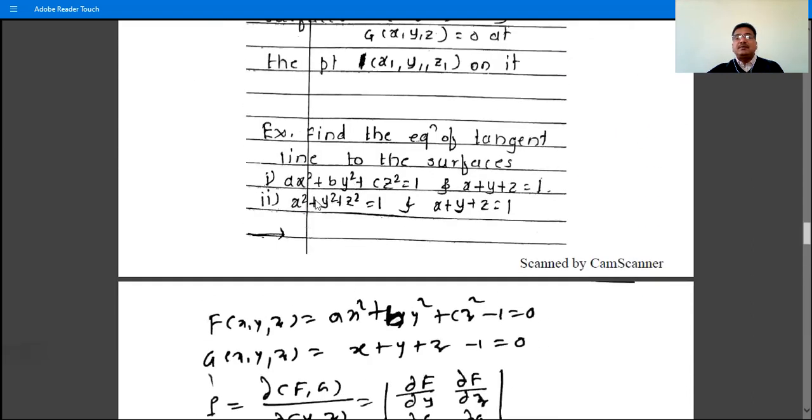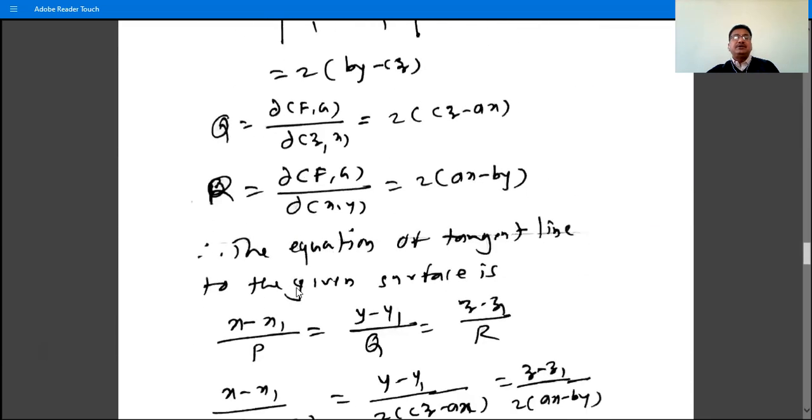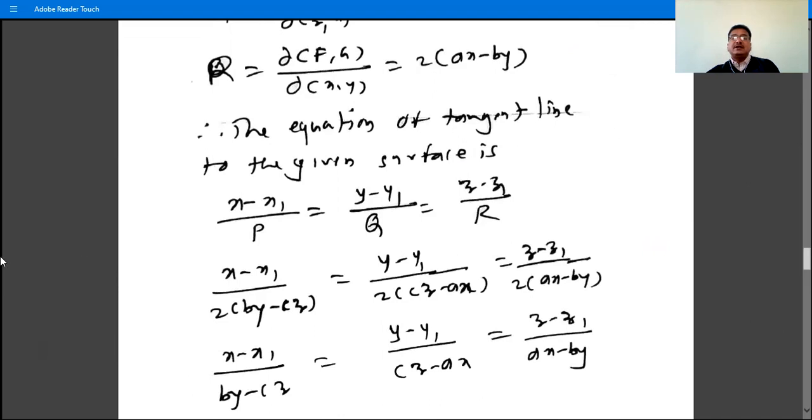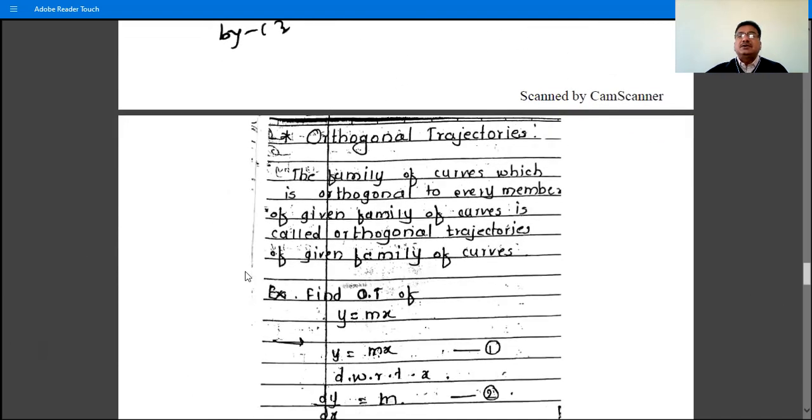Similarly, solve this second numbered problem. Suppose this is F and this is G, find the values of P, Q, R and then write the equation of the tangent line to the curve. The next topic is orthogonal trajectories. We will see this topic in the next lecture.